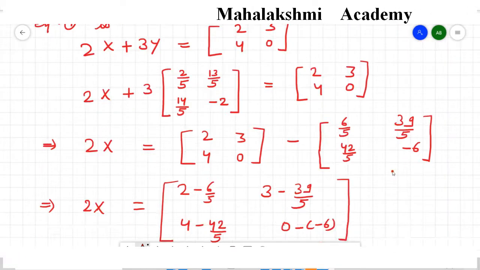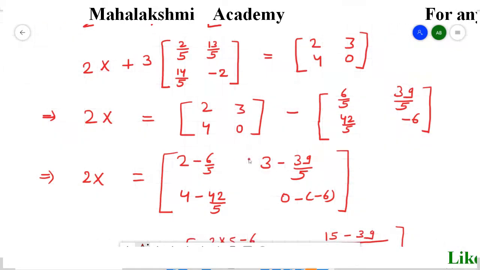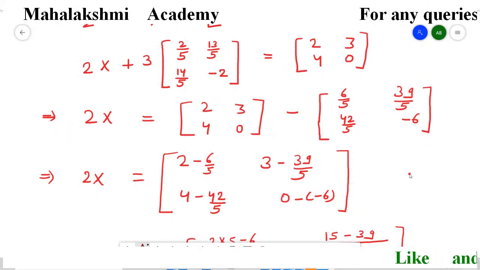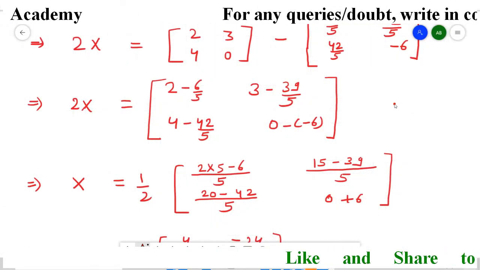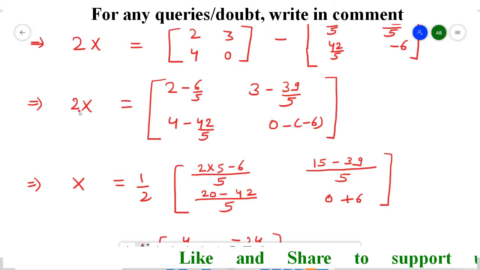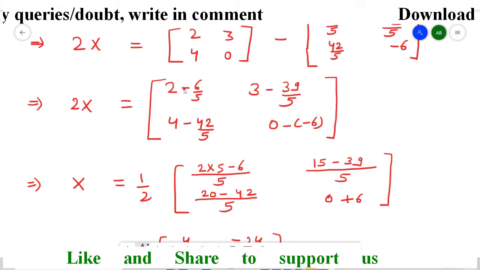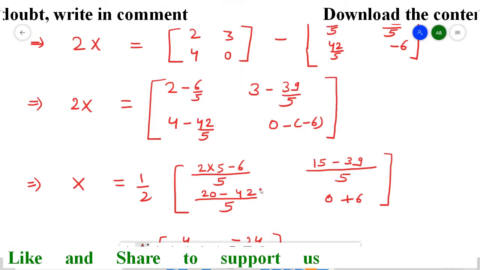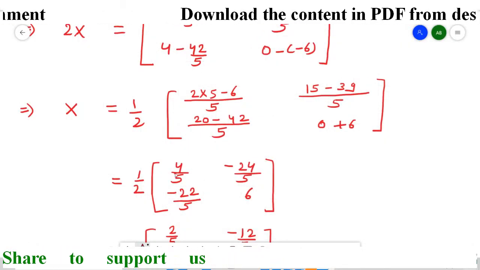Now these two matrices we have to subtract. So I subtracted the matrices, corresponding elements we had subtracted. It's fractional subtraction, which we can't do directly, we have to take the LCM. So here we obtain 2x, so 2 is in multiplication, so it will go and divide, and here I took the LCM of these two.